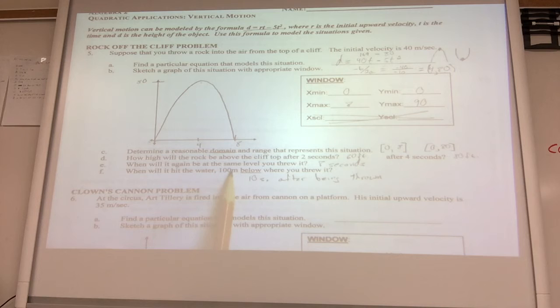Also, you can clearly see that I should probably have been using meters instead of feet. I'm just in such a habit of using feet. That should have been 60 meters, 80 meters.